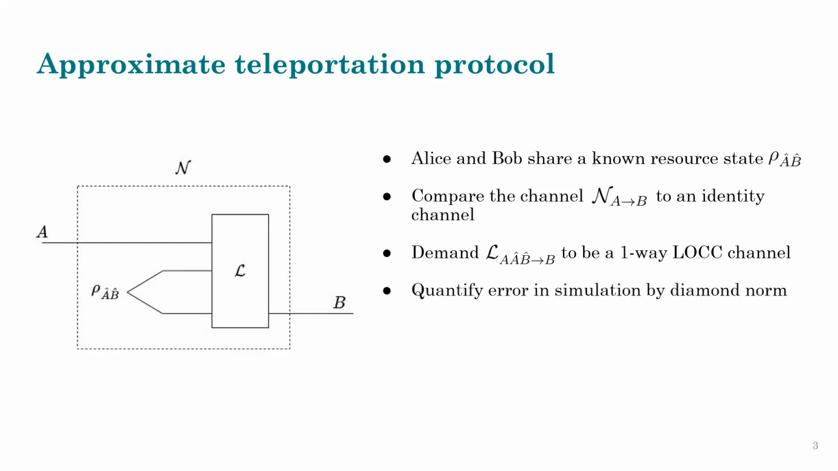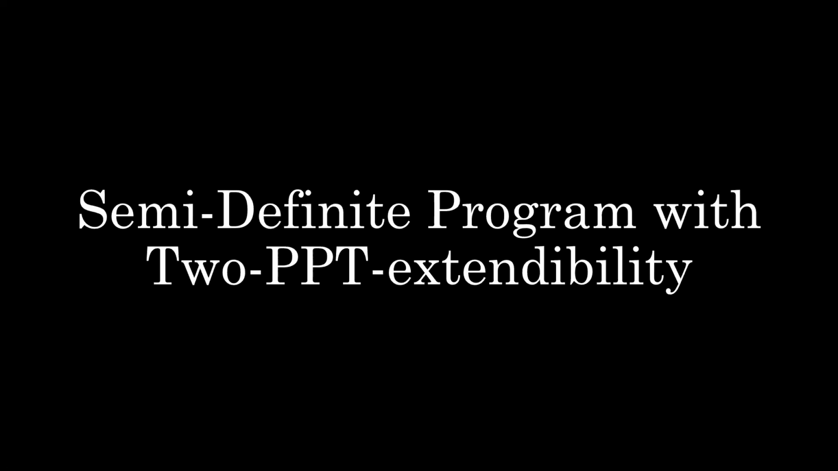And we're going to quantify the error in simulation by diamond norm. So the error is going to look like this, where A is an appending channel that appends the resource state rho, and L is the one-way LOCC channel that we're looking for. And so eventually what we want to do is optimize over all these L channels and find out what is the minimum error possible given the resource state rho.